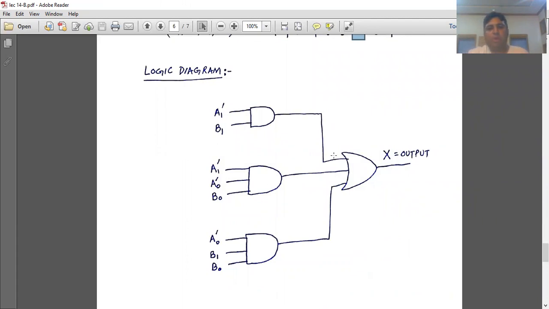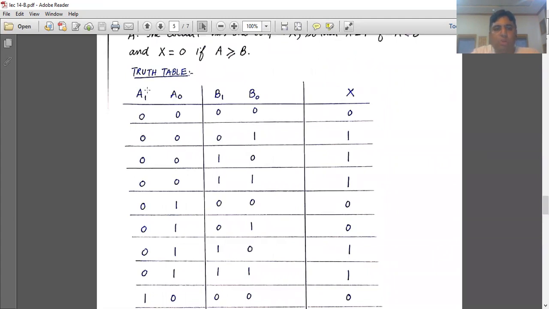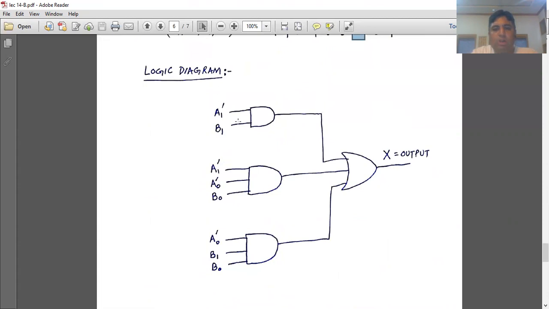So I have already told you when the circuit is for design, you have to make the truth table, the simplified Boolean expression of the output, and the logic diagram.